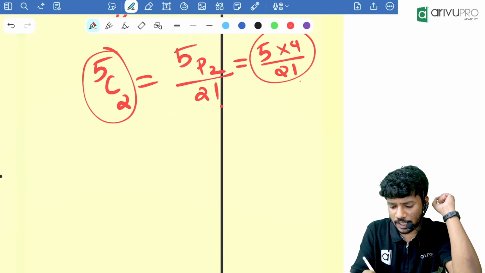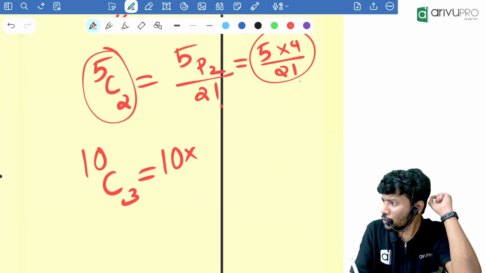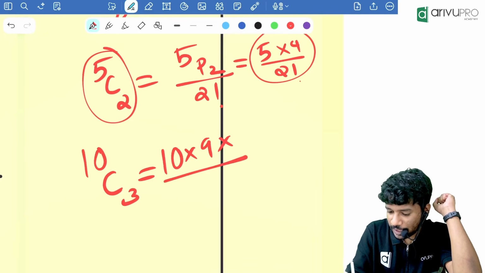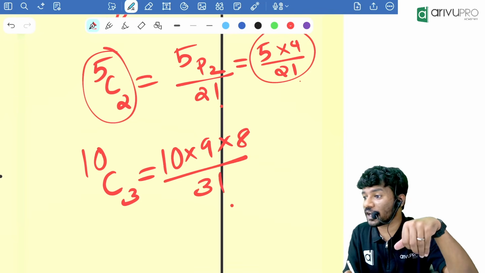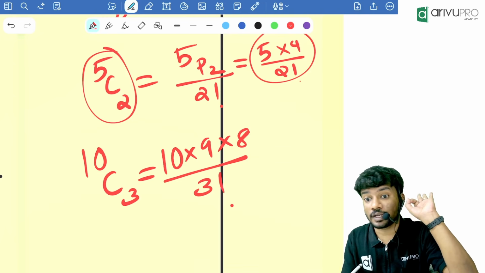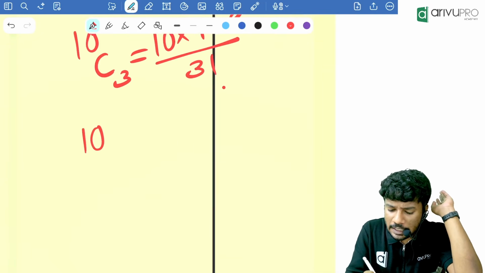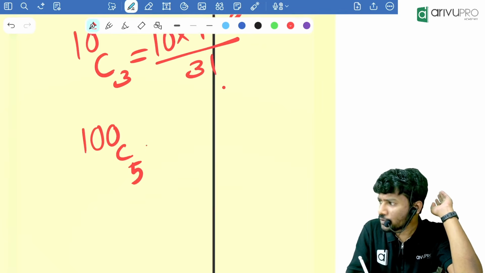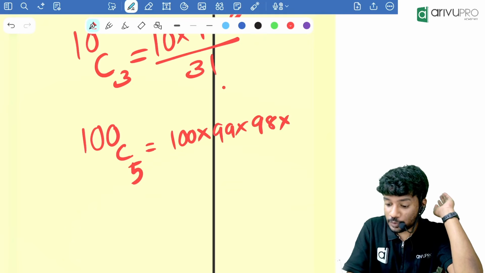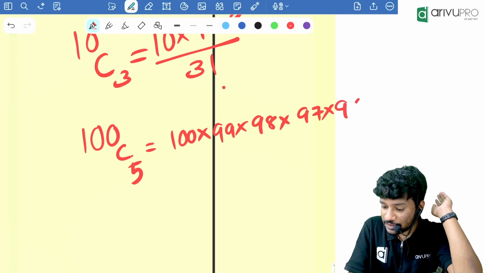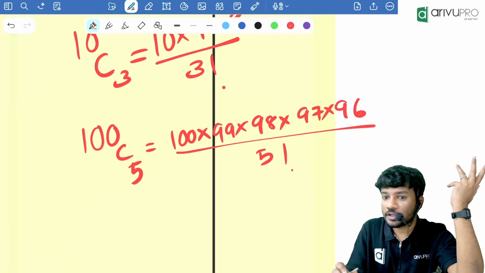For example, another one: 10C3. How can you write it? 10 into 9 into 8 divided by 3 factorial. 3 numbers. Then divide by how many factorial? The number of R factorial. How many R are there? We write that over there and put a factorial sign. What is then 100C5? 100 into 99 into 98 into 97 into 96 divided by 5 factorial. Done. Are you getting the point?